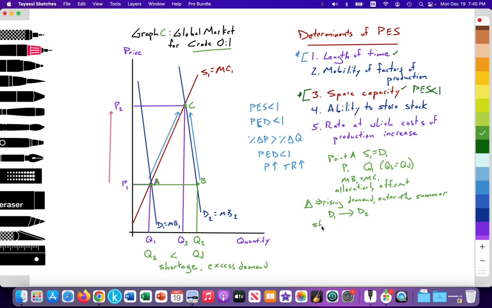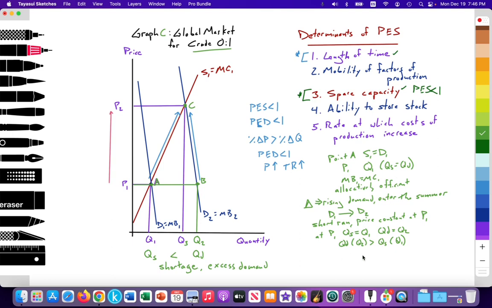So in the short run, we're going to hold price constant at P1. At P1, the quantity supplied is equal to Q1, and at P1, the quantity demanded is equal to Q2. So here we see that quantity demanded, which is equal to the value of Q2, is greater than the quantity supplied, which is equal to the value of Q1. That's excess demand for crude oil. That creates a shortage, and that's going to put upward pressure on price.